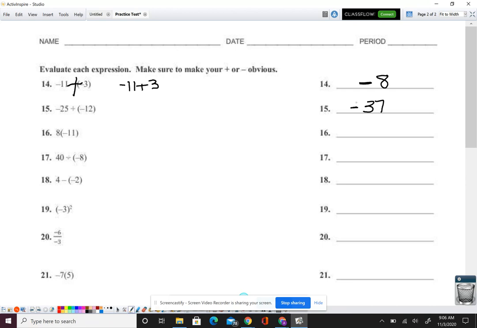Number 16. What operation am I doing in number 16? Multiplication. With multiplication, I'm adding up my number of negative signs and seeing if it's an odd number or an even number. In this case, it's one negative sign, so that's an odd answer. So I know my answer itself is going to be negative. I'm going to put that down, and then I'm going to worry about what 8 times 11 is. 8 times 11 is 88. So the final answer, negative 88.